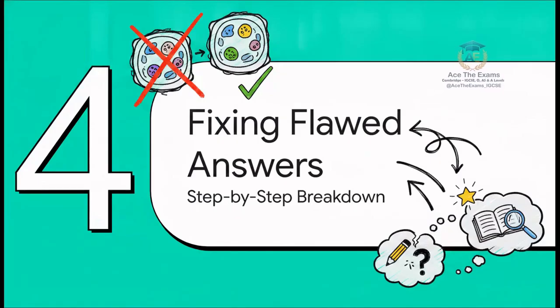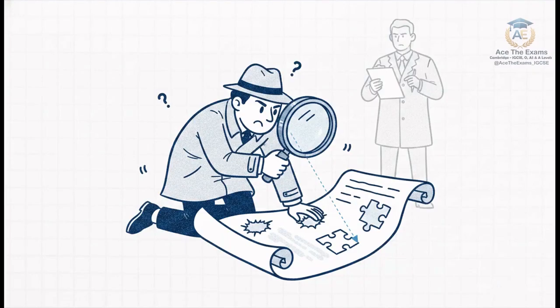Section 4, fixing a flawed answer. Let's pull this into the real world. We're going to apply this framework by comparing a typical flawed student answer with a top band, A-star answer, to see exactly how these steps look in practice. But before we do, act like a senior examiner for a second. Pause and predict. When you review your own work, can you spot the error before the examiner does? You should constantly be scanning for missing evidence, missing data points, and gaps in your scientific reasoning.